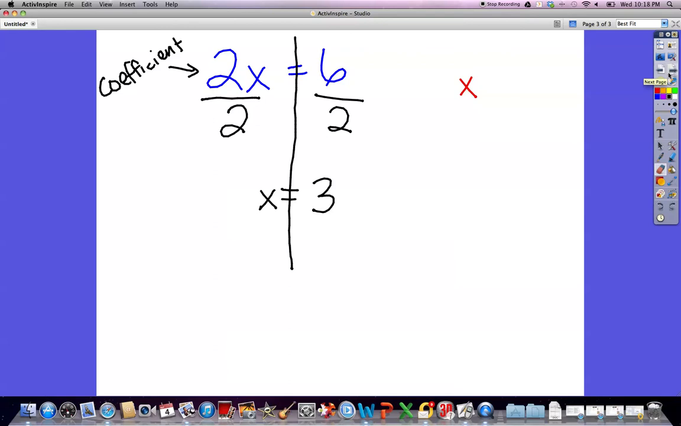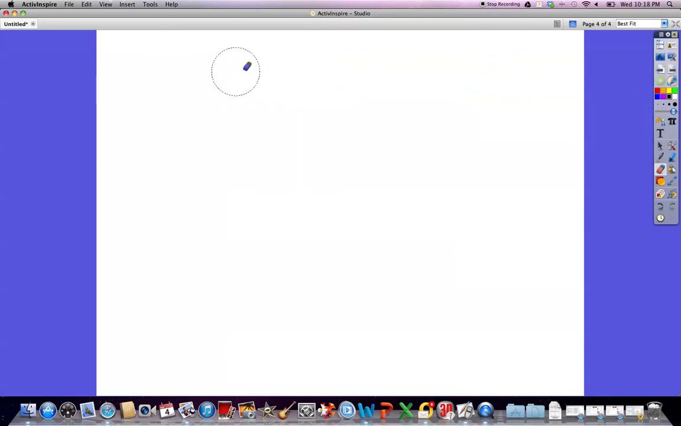Last problem. What if my problem was division? Well, you said it. The opposite of division is multiplication. So, here's my division problem. It says x divided by 2. Remember that the fraction is simply a division. This is a division sign. X divided by 2. Well, the opposite of division is multiplication.